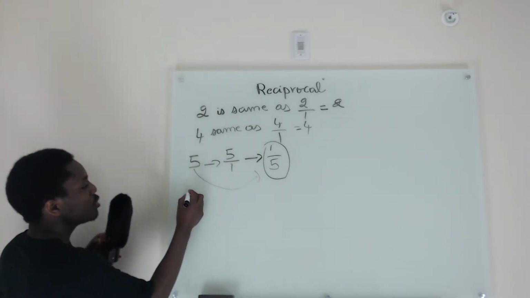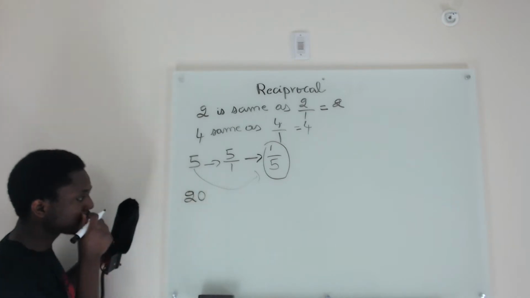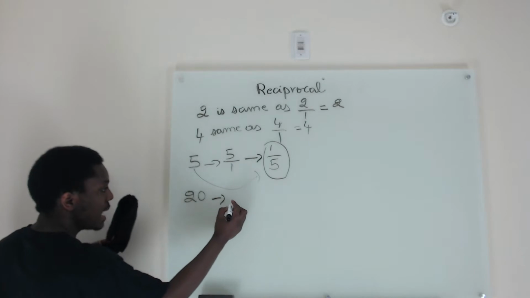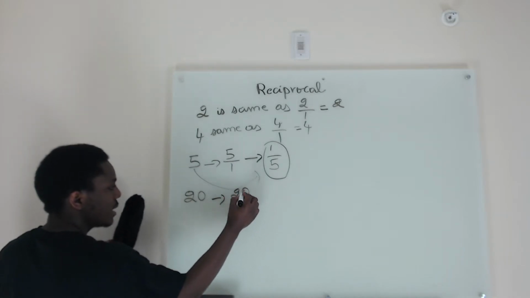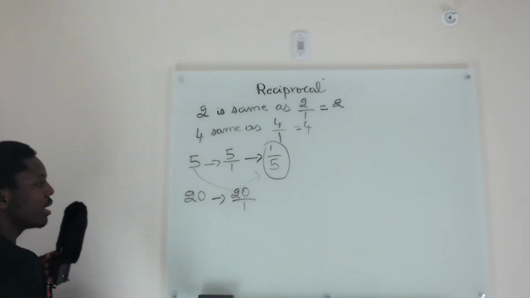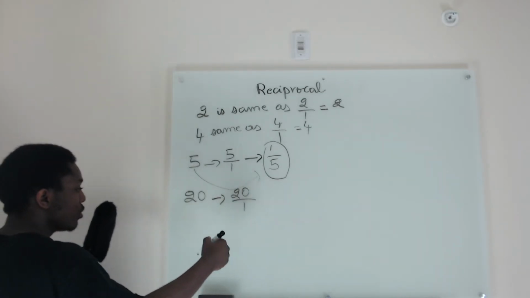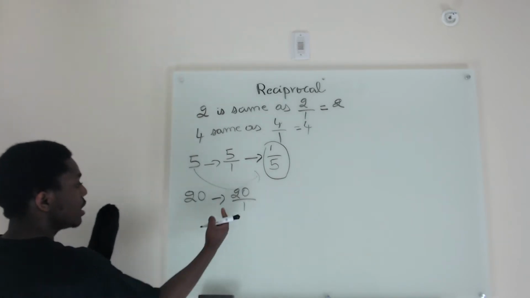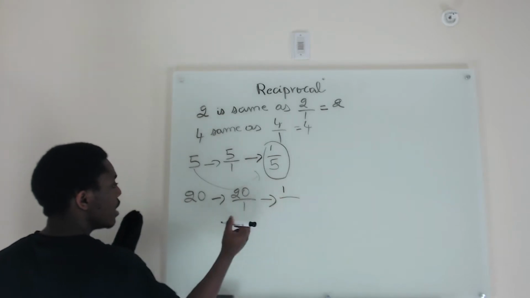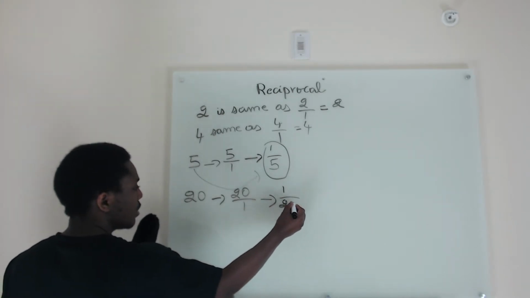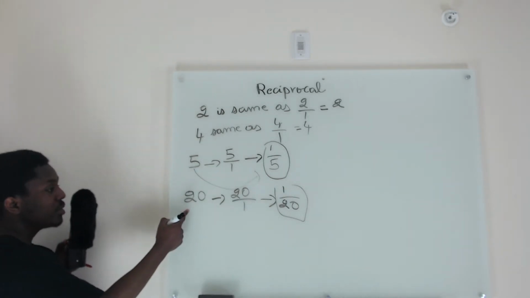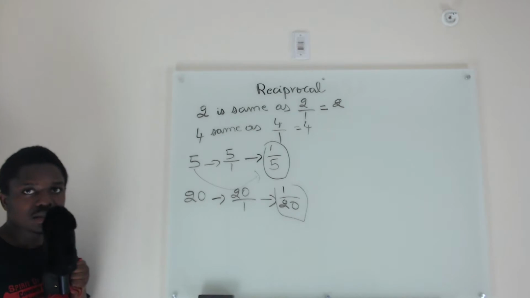So let's say the number 20, for example. So 20 can be written as 20 divided by 1. So now I can flip this, right? Since I'm finding the reciprocal. So if I flip this, 1 goes on the top and 20 goes on the bottom. And this is the final answer. So the reciprocal of the number 20 is 1 over 20.